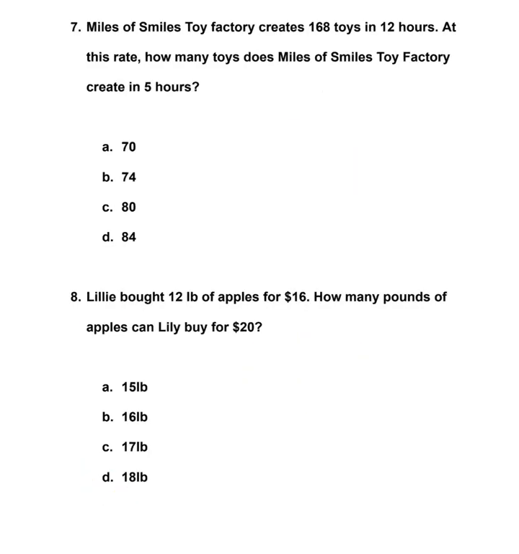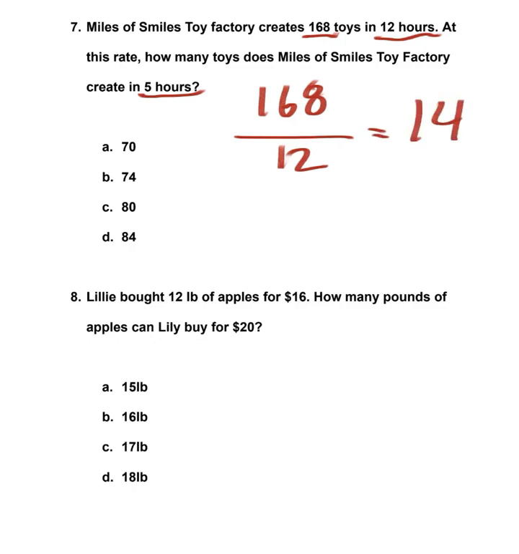7. Miles of Smiles Toy Factory creates 168 toys in 12 hours. At this rate, how many toys does Miles of Smiles Toy Factory create in 5 hours? So 168 for 12 hours. We just divide 168 by 12, which is equal to 14. That's per hour. So for 5 hours, it would be 14 times 5, which would be 70. A.